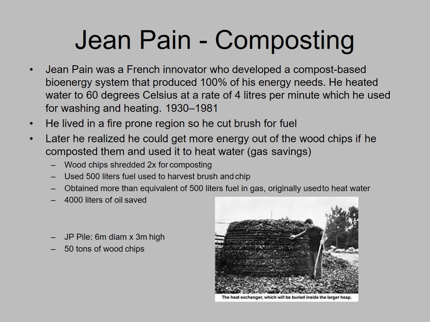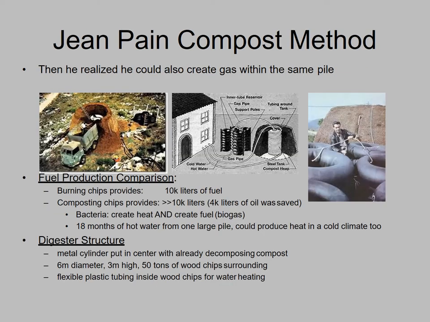And while he was building it, he would do a couple of things. He would put a black poly pipe, just plastic pipe, inside of it. So when the compost started to heat up, he would be able to heat water and get hot water from that huge compost pile. He also took partially digested wood chips and put them into the center of the pile.